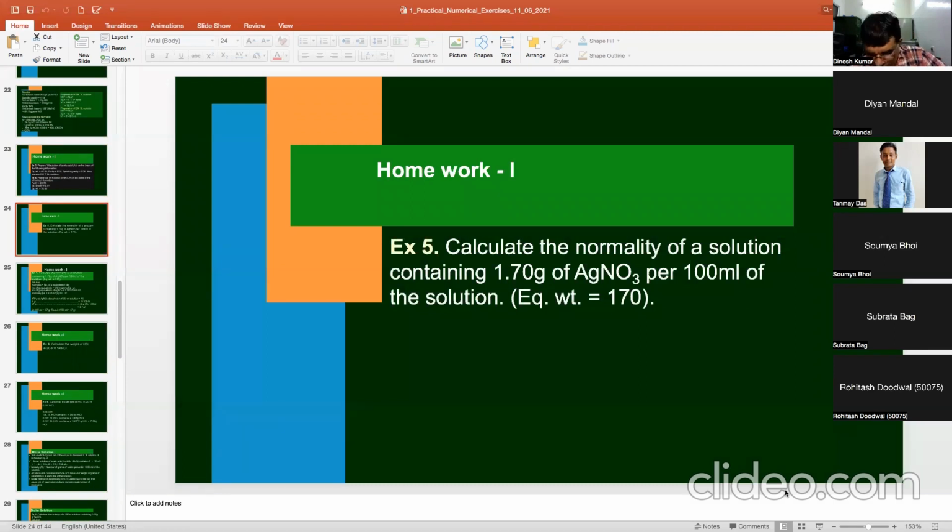Now, one more numerical, you can do it now if you like. Calculate the normality of a solution containing 1.7 gram of silver nitrate per 100 ml of the solution. Equivalent weight of silver nitrate, AgNO3, is 170. So calculate the normality of a solution containing 1.7 gram of silver nitrate per 100 ml. Means 100 ml contains 1.7 gram.